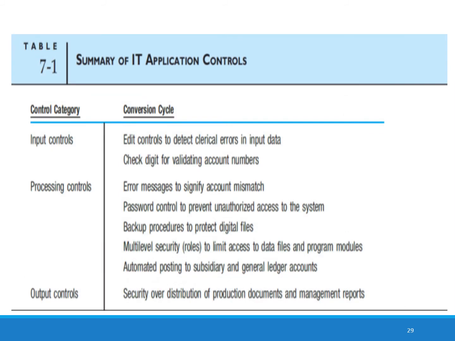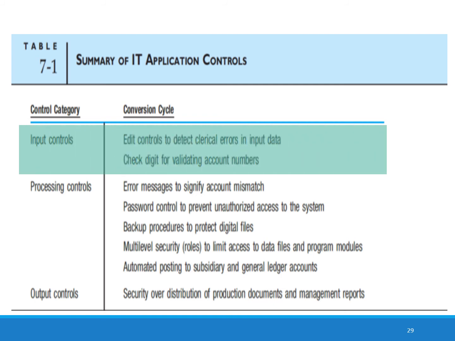Here we will have a table explaining the IT application controls in the conversion cycle. We have three categories of controls: input controls, processing controls, and output controls. For the input controls, we have edit controls to detect clerical errors in input data, check digits for validating account numbers, and all of the other input controls that we explained in previous chapters.